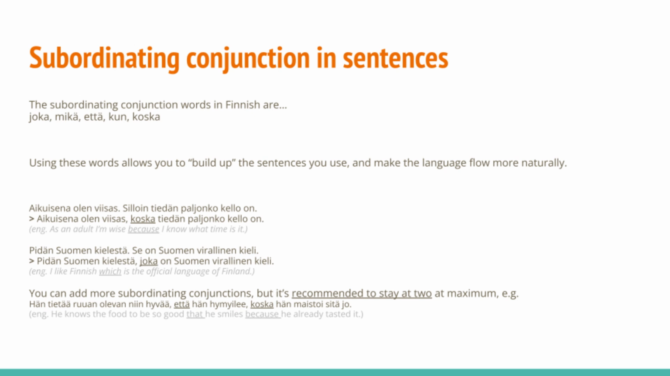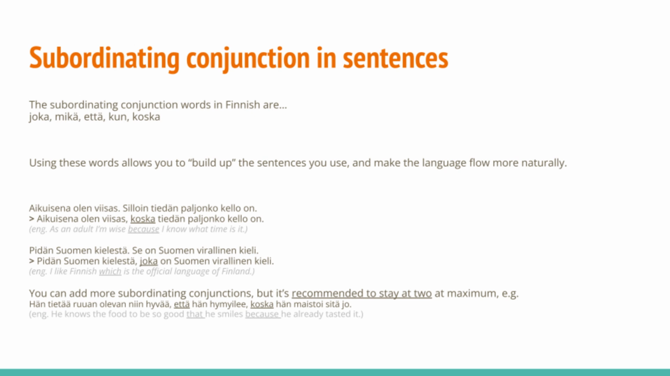The next example, pidän suomen kielestä. Se on suomen virallinen kieli. Again, these are very clear sentences. You can get your thought through, you will be understood. There is no issue with that. It's completely fine. But if you want to make it more fluent, you could add the word joka, which, and the sentence will sound like pidän suomen kielestä, joka on Suomen virallinen kieli. AKA, I like Finnish, which is the official language of Finland.